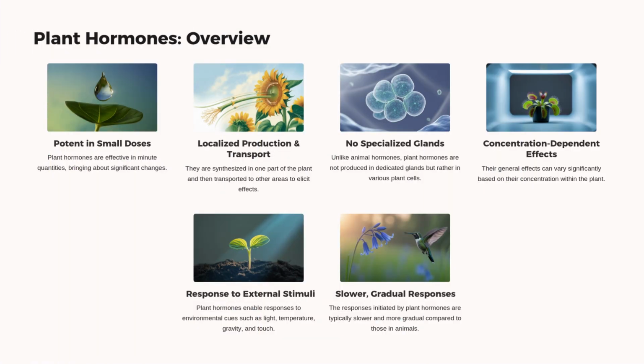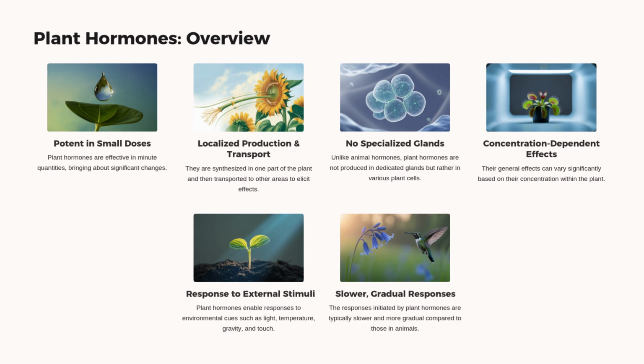Plant hormones. Overview. Potent in small doses. Plant hormones are effective in minute quantities, bringing about significant changes. Localized production and transport. They are synthesized in one part of the plant, and then transported to other areas to elicit effects. No specialized glands. Unlike animal hormones, plant hormones are not produced in dedicated glands, but rather in various plant cells.